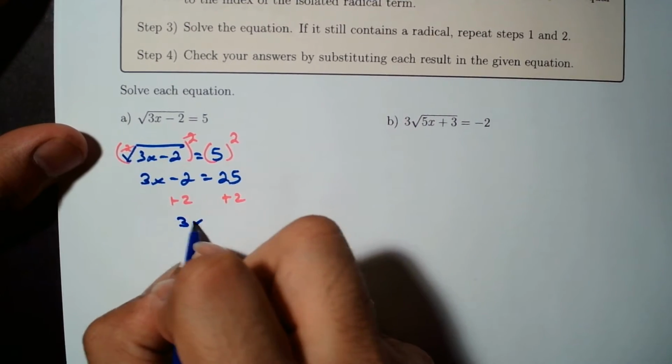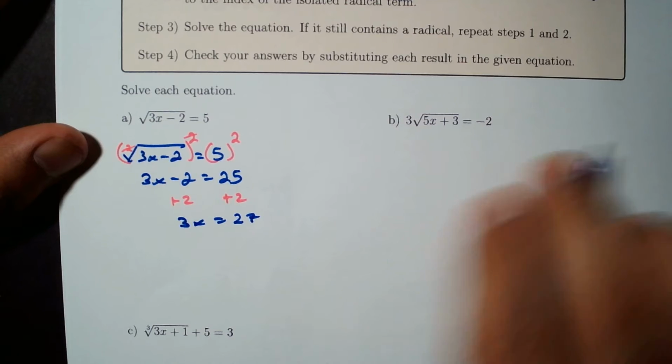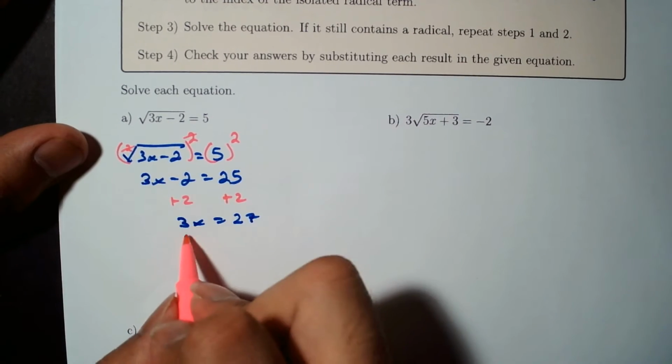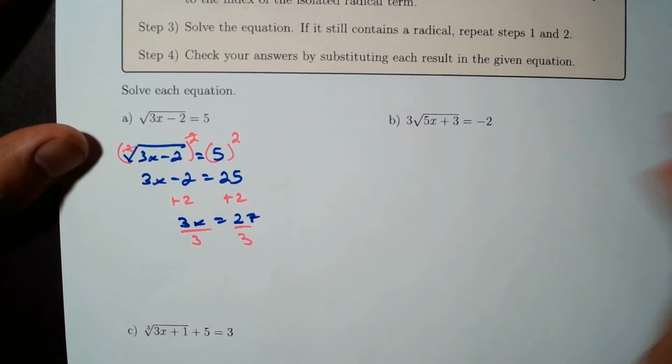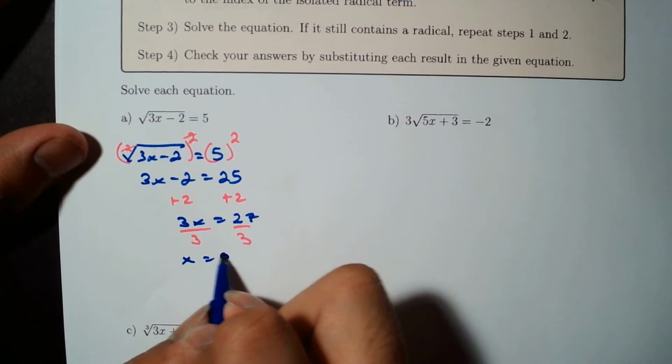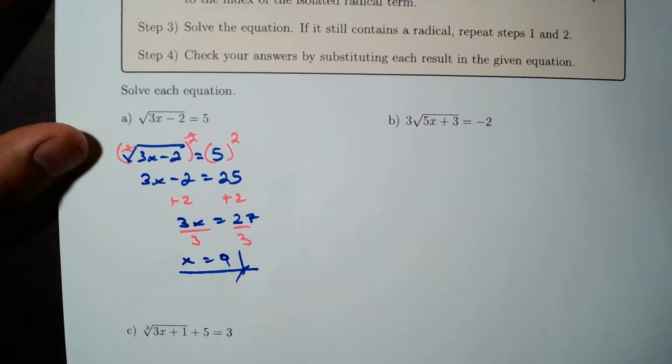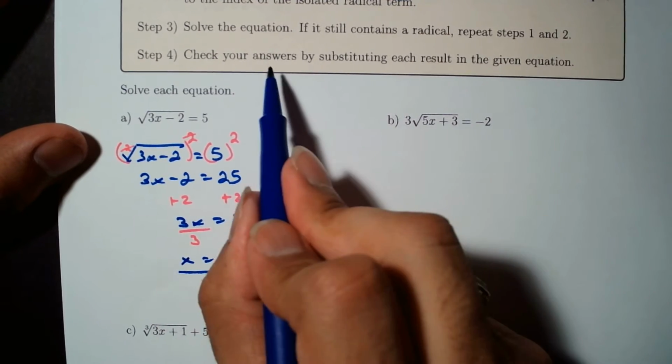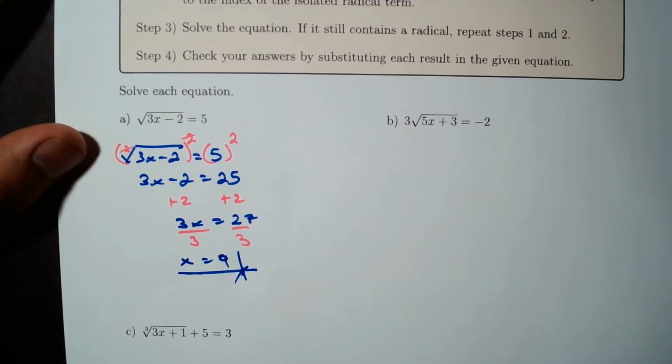That's 3x equals 27, and then divide both sides by 3. Divide by 3, and x equals 27 over 3, which is 9. But we're not done yet. We need to check our answers in this case.